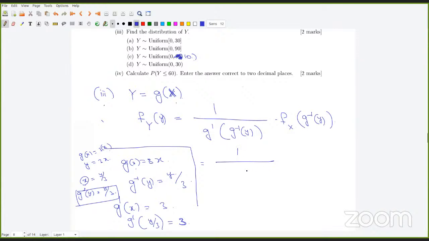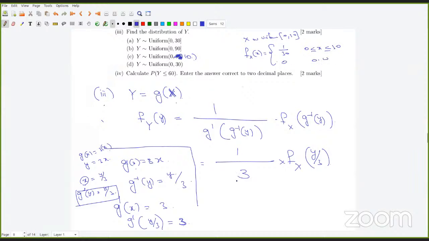Understood, sir. So this is 1 by 3. Correct? Yes, sir. This g dash of g inverse of y will be g dash of y by 3, and that will be 3 times fx of what is g inverse of y, which is y by 3. So what is fx of x? What is the PDF of x when x is uniform 0 to 30? It is 1 by 30 in the interval 0 to 30, and 0 otherwise.